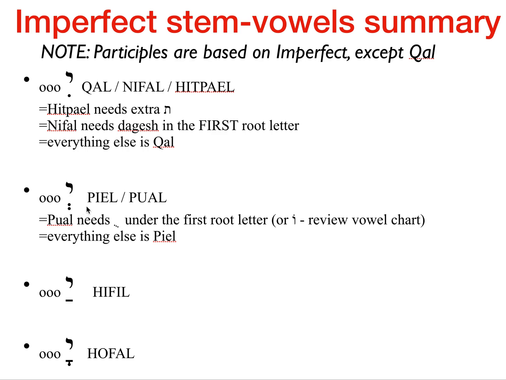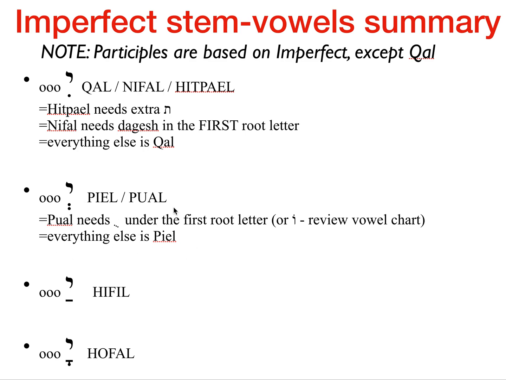And again, you can go by process of elimination. Pual is not that common, and it's quite easy to see. It would need a U under the first root letter. So under the first letter following the preformative, there would be a U. And everything else is Piel.